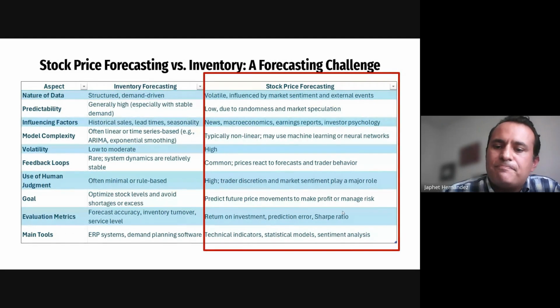And the tools: for inventory, it's ARIMA models and Excel macros, like in 1999, and it works perfectly. But in stock trading right now, we are using neural networks trained to guess what's coming next. So at the end of the day, inventory forecasting is like being a librarian: organized, methodical, maybe a little boring. While stock forecasting, another metaphor, is like being a weatherman in hurricane season. Same job title, forecaster, but completely different blood pressure levels.